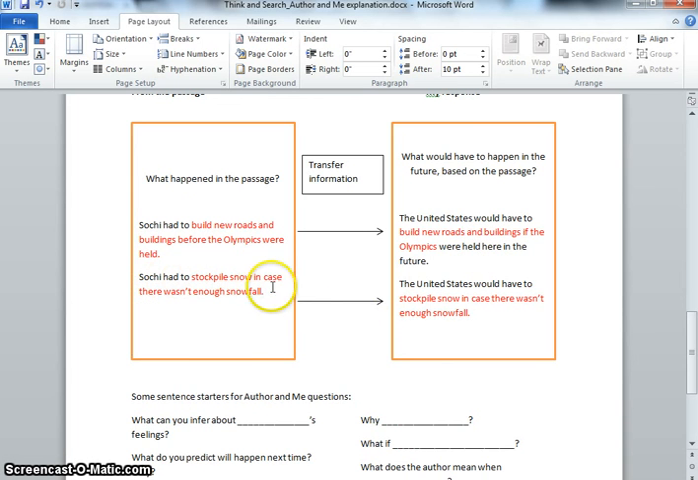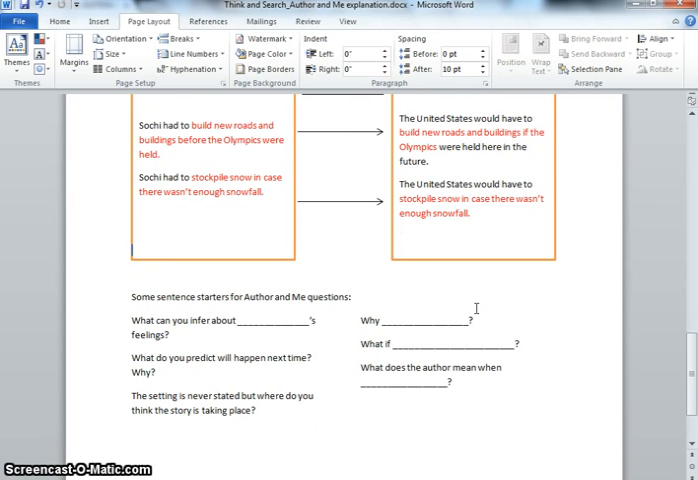Sochi had to stockpile snow in case there wasn't enough snowfall. The United States would have to do the same thing. There's a lot of snow this year, but I tell you, there's been years past where there wasn't a lot of snow, so we would have to do that as well. Let's go to the response.